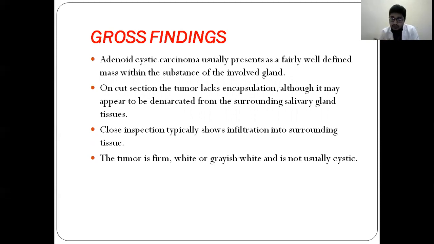Coming to the gross findings, adenoid cystic carcinoma usually presents as a well-defined mass within the substance of the involved gland. On cut section, the tumor lacks encapsulation, although it may appear to be demarcated from the surrounding salivary gland tissue. Close inspection typically shows infiltration into surrounding tissue. The tumor is firm, white or grayish white, and is not usually cystic.